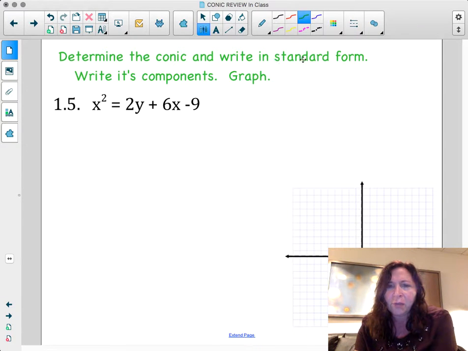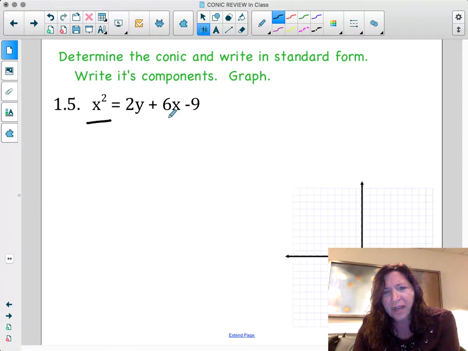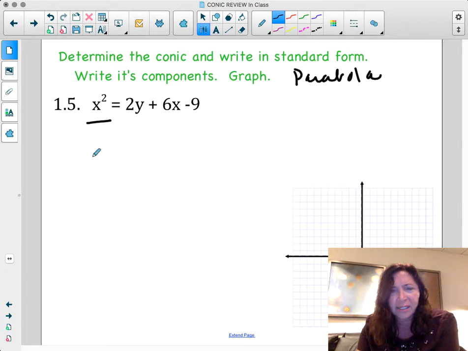Name the conic and write it in standard form. So looking at this equation right here, I notice that I only have one squared term. So that being said, if I have just one squared term, that means it's a parabola. And so let's see what we're going to do.